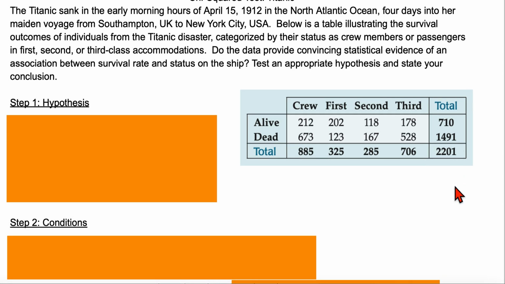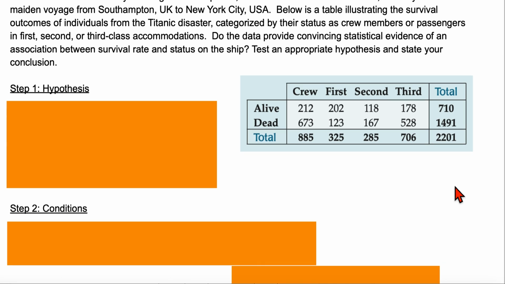We know when we're dealing with a chi-square test, we need to write out both our null and alternative hypotheses. In this case, we have a chi-squared test for independence. So the null is always that it doesn't matter where you were staying on the ship. It doesn't matter if you were crew or if you were first class, second class, or third class. Your survival rate is the same for all of those people. And the alternative is no, that's not true. There appears to be an association between status on the ship and survival rate.